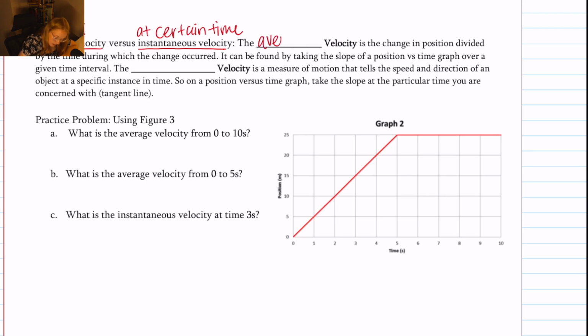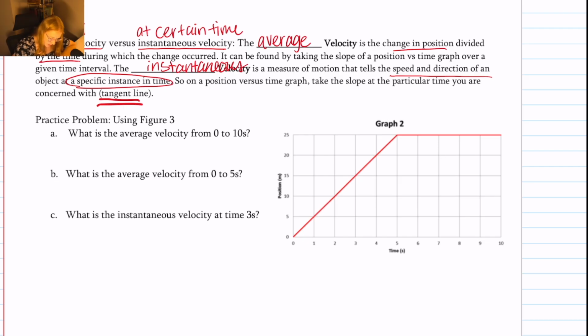So the average velocity is the change in position over change in time when it occurred. And the instantaneous velocity, it tells you the speed and direction of an object at a specific instance in time. Okay, so on a position versus time graph, if you take the slope at a very particular time, it's also known as the tangent of that line. Okay, so you're looking at a very specific value. Okay, so let's look at this part.